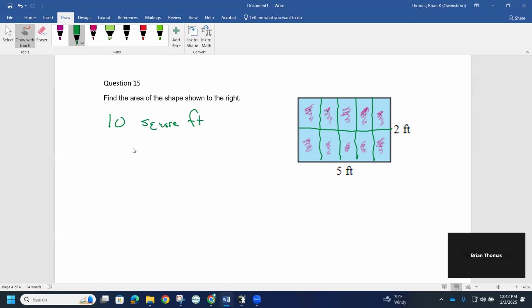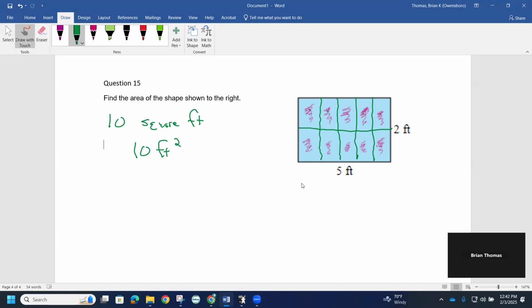Now, as far as abbreviations go, square feet is written as FT with the power of 2. So square feet is actually FT with the power of 2. So this actually represents square feet. So you can write this as 10 square feet.